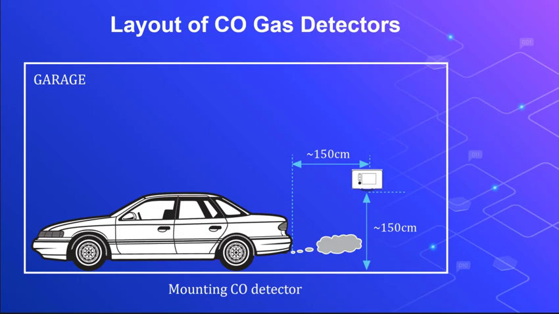Carbon monoxide, in addition to being a poisonous toxic gas, is also a dangerous gas with explosive properties. Its relative density is 0.97. Since carbon monoxide weighs approximately the same as air, the detector should be mounted at a height of approximately 150 cm from the ground and approximately 150 cm horizontally from the gas source.